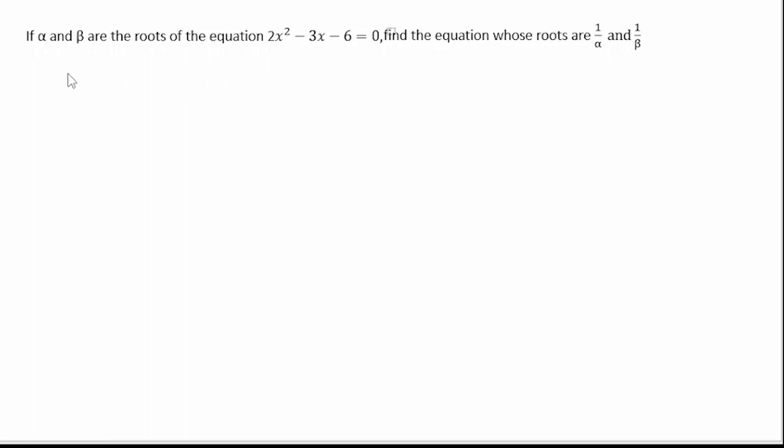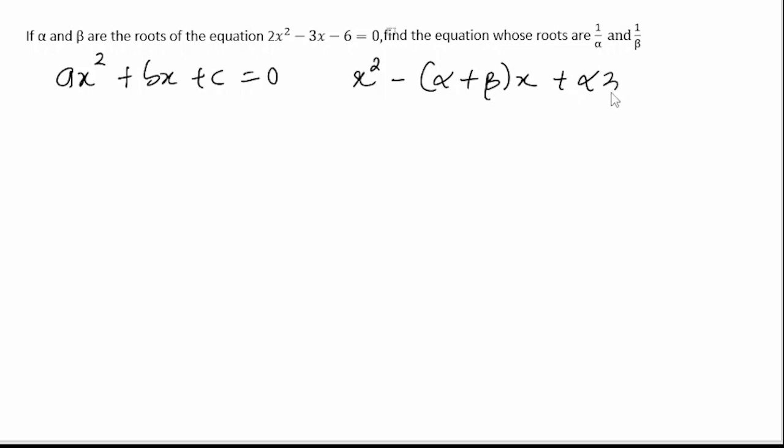Now we are going to recall that there are two ways we can write the equation of a quadratic, such as this. This is a quadratic polynomial. The standard form can be written as ax squared plus bx plus c equals 0, and we can still write it in the form of its sum and product of roots. If we write it in that form, we are going to have x squared minus (alpha plus beta)x plus alpha beta.